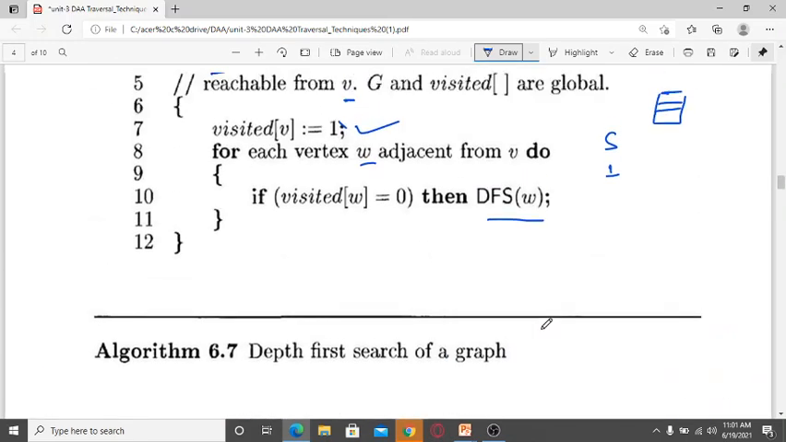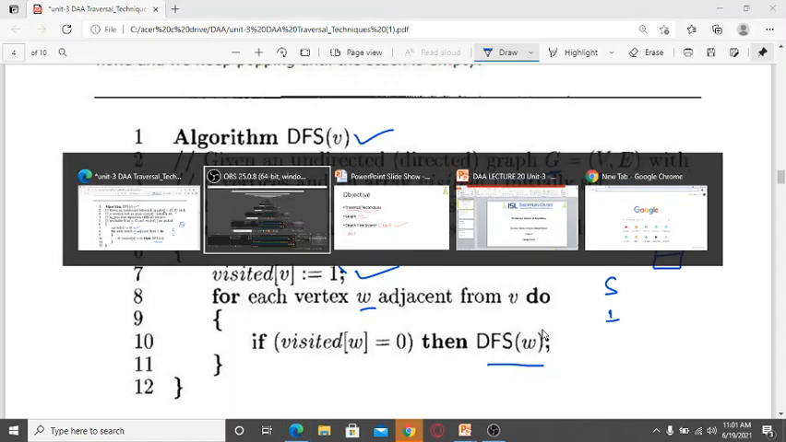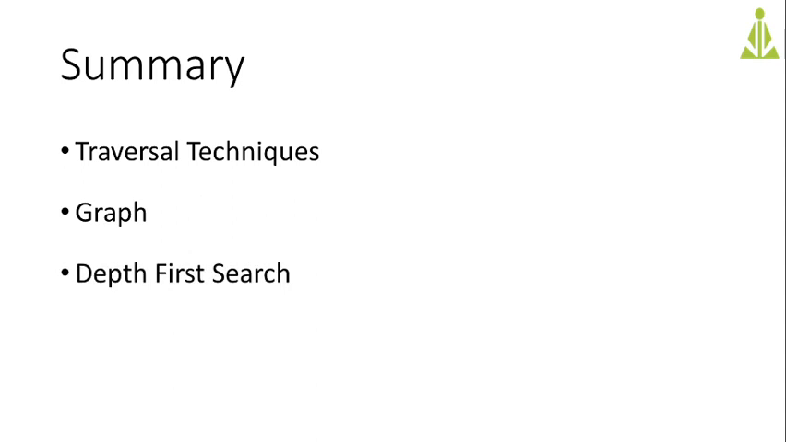The next class we are going to see the bi-connected graph, bi-connected components, and all the topics from the traversal techniques. What are the articulation points? So what have we done today? In the traversal technique, we saw the graph and we completed the depth first search example as well as the algorithm. Okay, thank you very much. We'll see you in the next class.